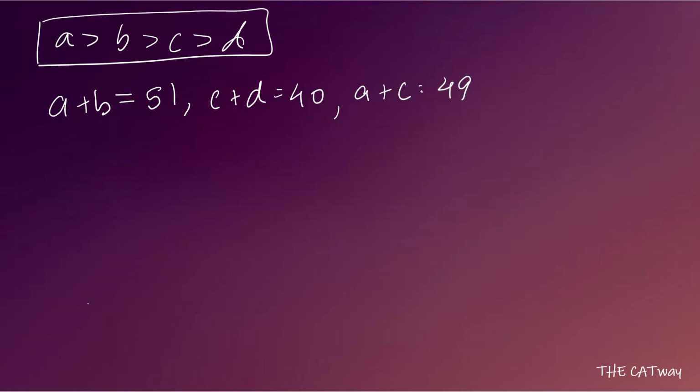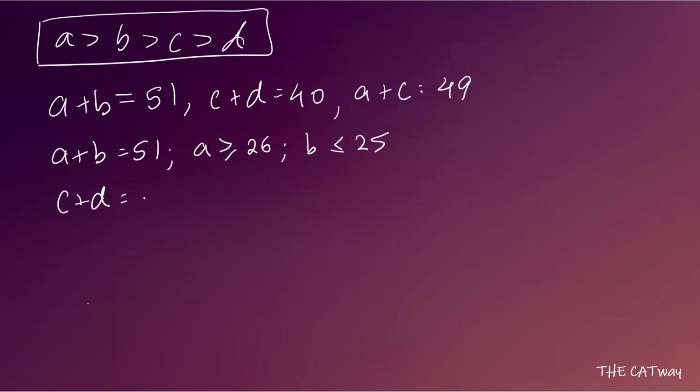Now we know that A will be greater than B, so from A plus B equal to 51, we can definitely say that A will be greater than or equal to 26 and B will be less than or equal to 25. So the maximum value that B can attain is 25 and the minimum value that A can attain is 26. Now the next one, C plus D: because C is always greater than D, the minimum value that C can obtain is 21. C will always be greater than or equal to 21, and the maximum value that D can obtain is 19. That is, D will always be less than or equal to 19.